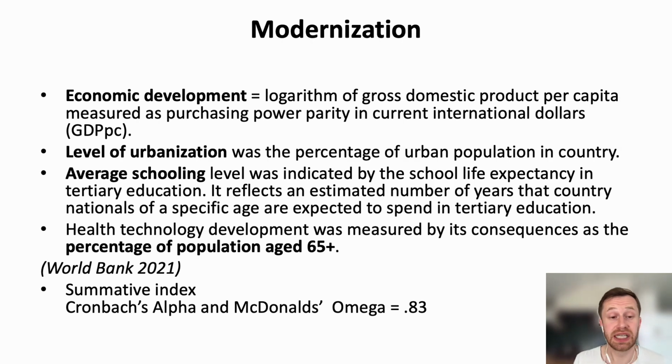The measurement of modernization was tightly linked to the four aspects we chose as the key aspects of modernization. First, it was economic development, measured by GDP per capita, the level of urbanization as a simple percentage of urban population in country, average schooling was measured with a so-called school life expectancy in tertiary education, basically higher education. And finally, health technology was measured by its consequence, simply the percentage of population aged 65 and plus. The summative index had a high Cronbach's alpha and McDonald's omega as well.